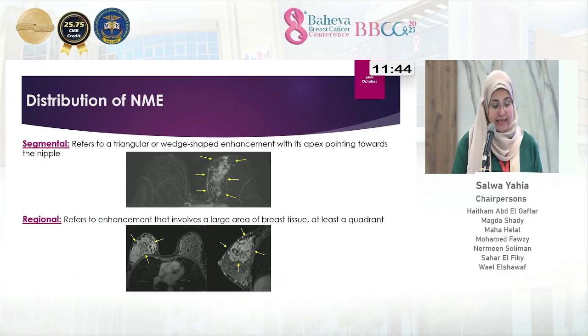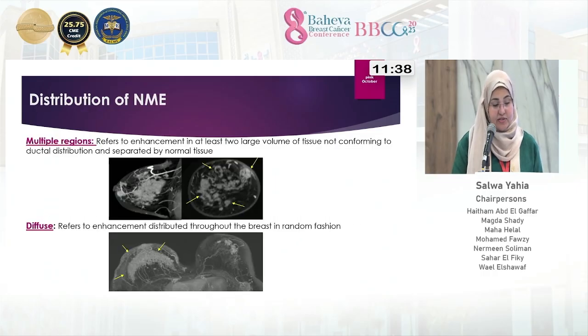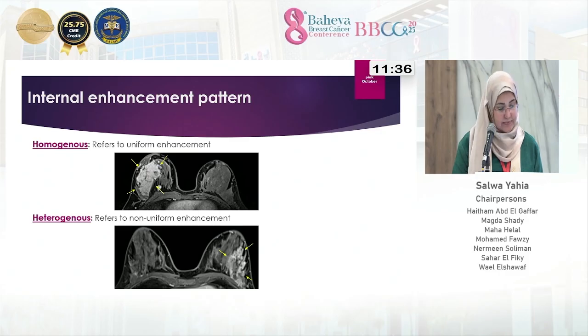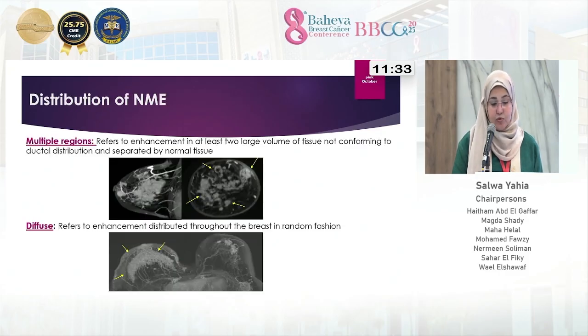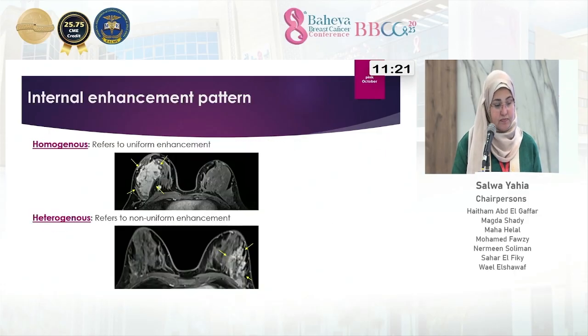Regional refers to enhancement that involves large area of breast tissue, at least a quadrant. Multiple regions refers to enhancement in at least 2 large volumes of breast tissue, not conforming to the duct distribution and separated by normal breast tissue. And diffuse refers to enhancement distributed throughout the breast in a random fashion.